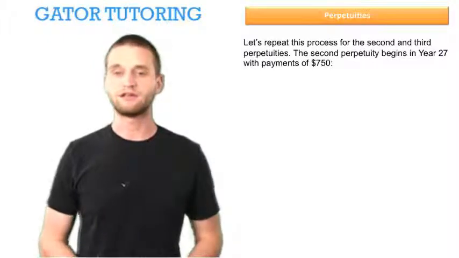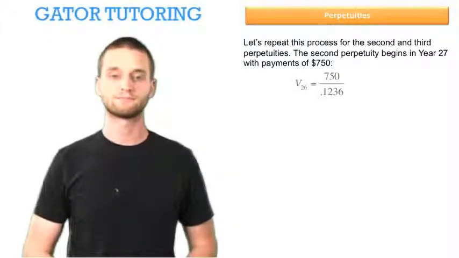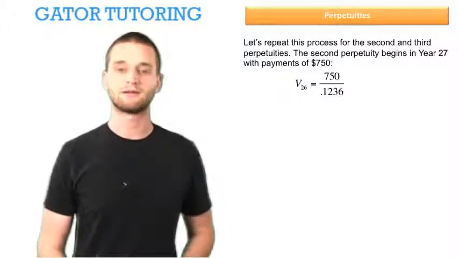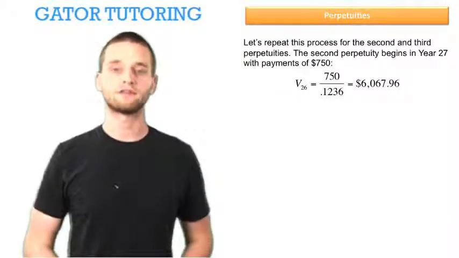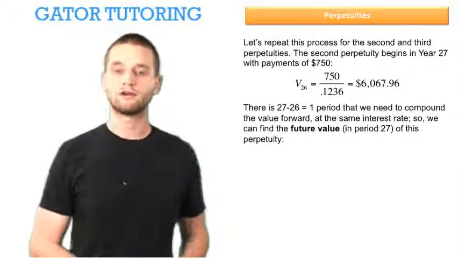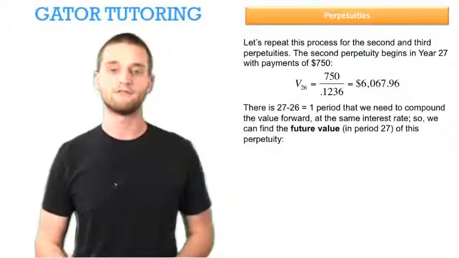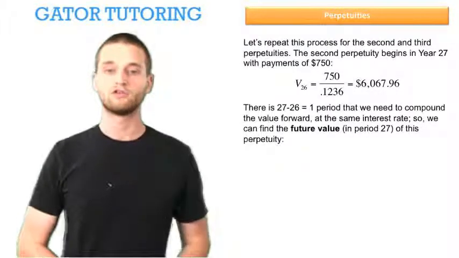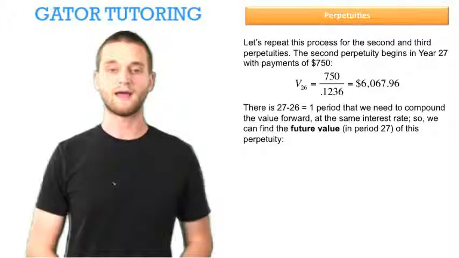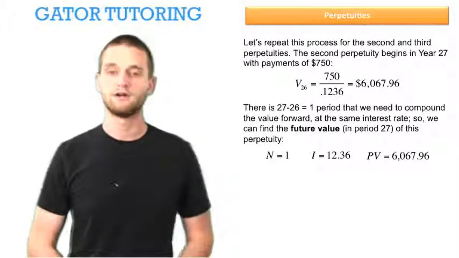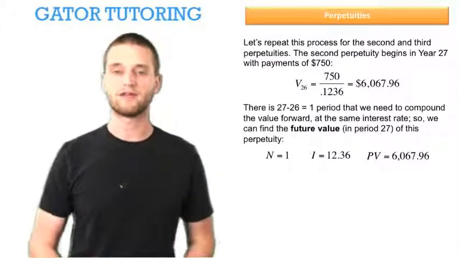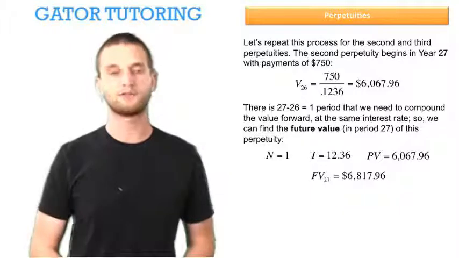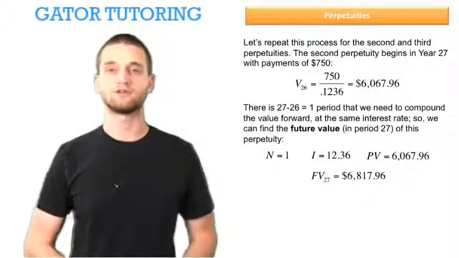The second perpetuity begins in year 27 with payments of $750. So the value in period 26, the year before the first payment, is 750 divided by 0.1236, which is $6,067.96. So there's 27 minus 26 equals 1 period that we need to compound the value forward at the same interest rate, since the value is in 26 and we want to again get all 3 values in period 27. So we can find the future value in period 27 of this perpetuity by adding the following into our calculator. 1 period, 12.36% for our interest, and a present value of $6,067.96. We just solve for the future value and we get $6,817.96 is what the second perpetuity is worth in period 27.